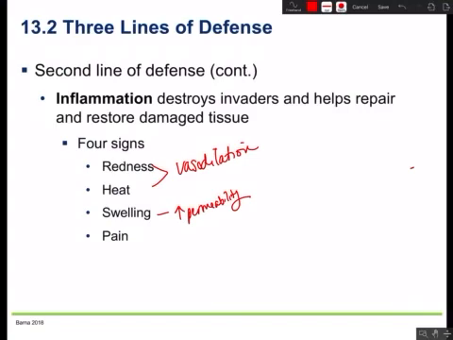When you have swelling, you have pressure on nearby structures, and that can contribute to pain. But also cells can release pain-causing chemicals as well. There's a lot of chemicals that can send messages to the brain, and we can interpret that as pain.